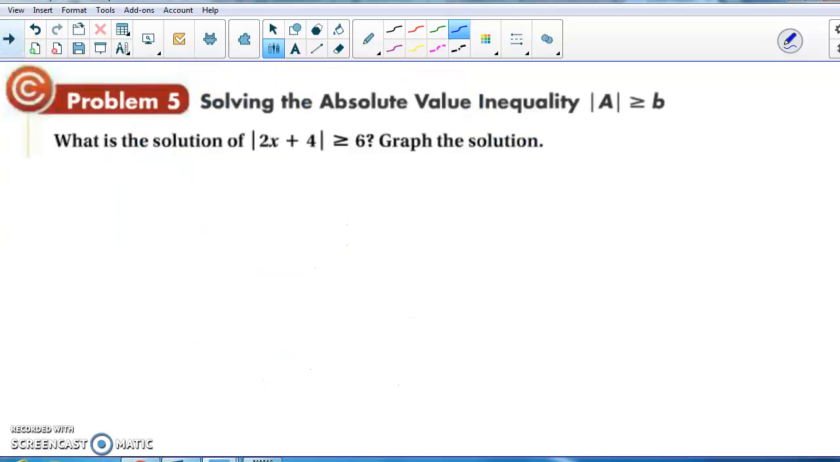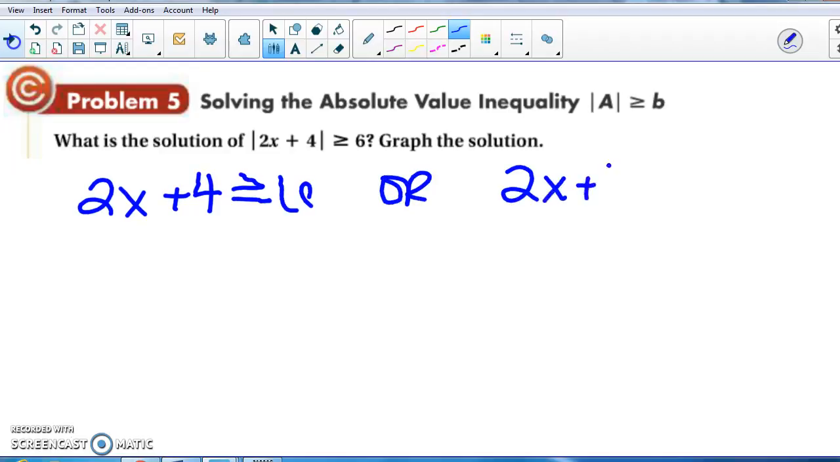What is the solution of the absolute value of 2x plus 4 is greater than or equal to 6? Greater means that we have an or inequality. So that means we're going to have two inequalities. We're going to split it up as 2x plus 4 is greater than or equal to 6, or 2x plus 4 is less than or equal to negative 6. I flip the sign when I take the opposite of the right side. That's why it is less than negative 6.